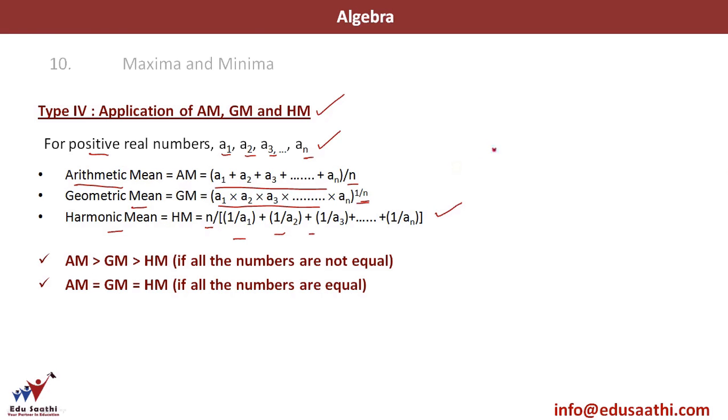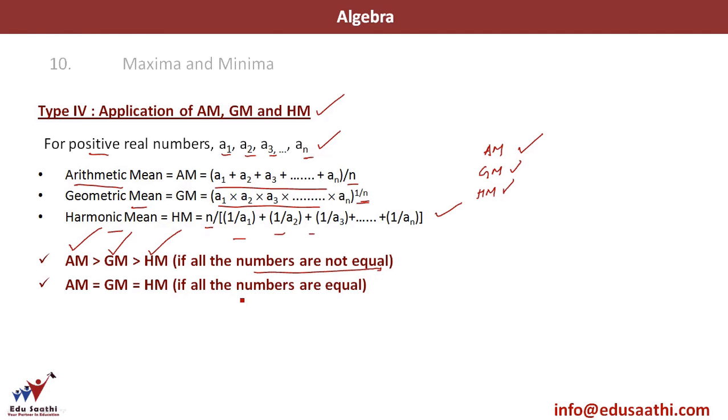If you find out the AM, GM and HM for a certain set of numbers, you will observe that the value of arithmetic mean is always greater than geometric mean, which is always greater than harmonic mean, if the numbers are not equal.